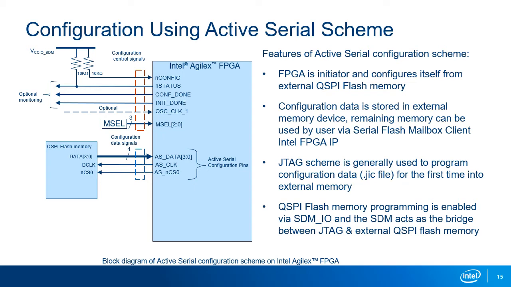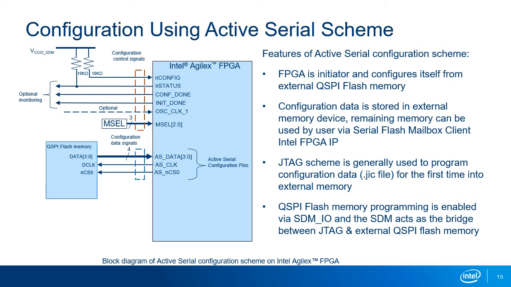The OSC_CLK_1 is an optional external clock source in addition to the existing internal oscillator. The active serial configuration scheme, set by driving the MSEL pins to 011, ensures that the Agilex device automatically controls the transfer of configuration data from external storage to the FPGA upon power-up. The x1 active serial configuration, also known as SPI, is not supported in Agilex FPGA devices.